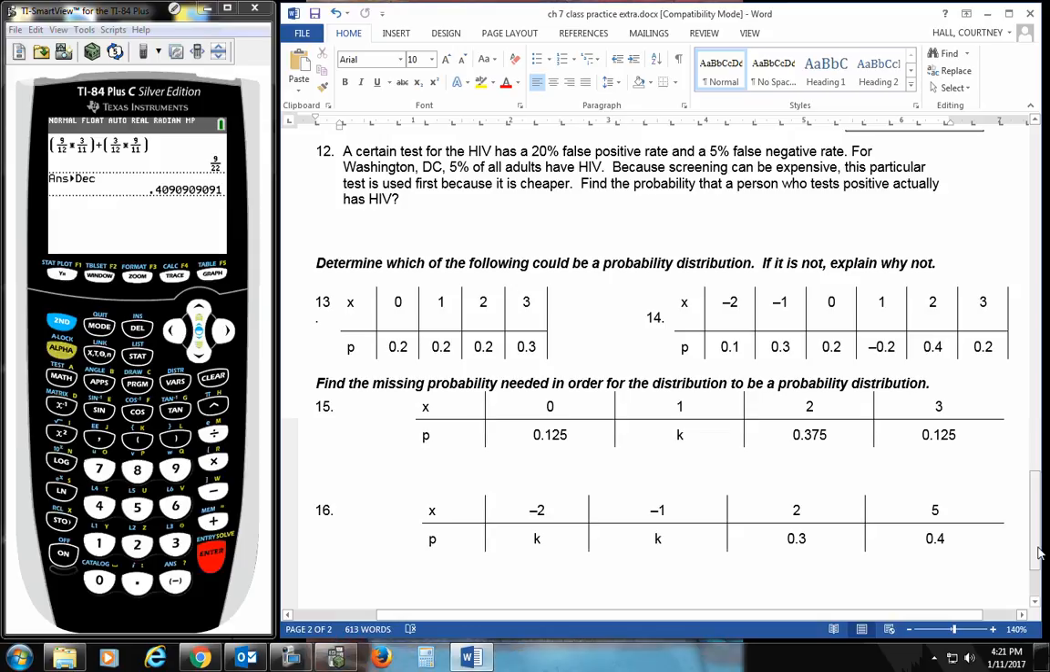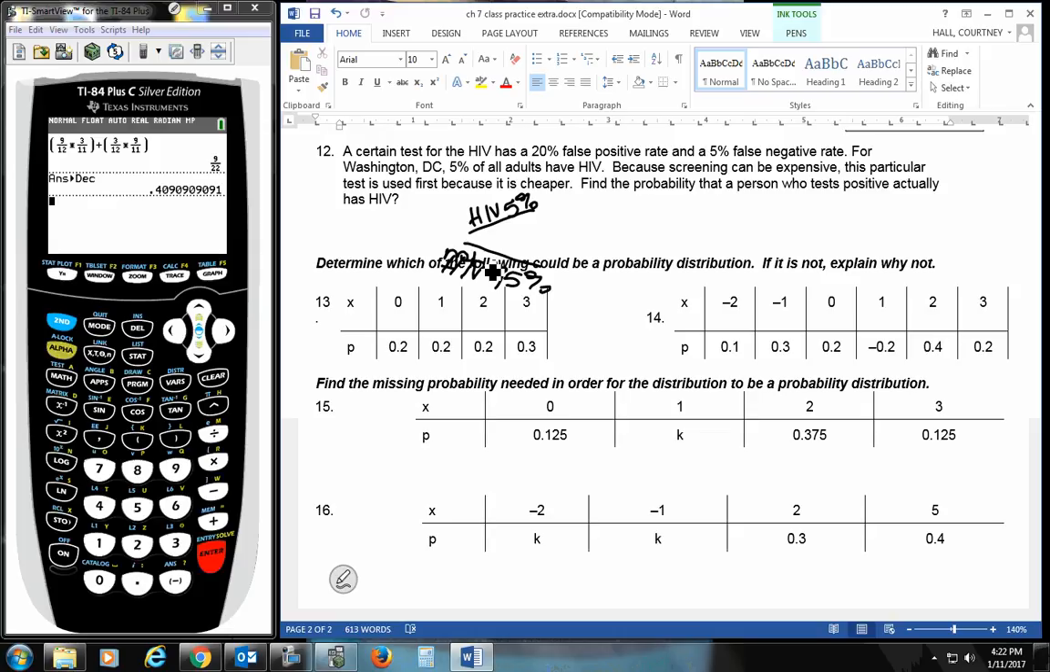I find this problem to be simpler if I look at it in a tree diagram. So I'm going to start off my tree diagram with either having HIV or not having HIV. So 5% of all people in Washington, D.C. have HIV, so that means that 95% of people in Washington do not have HIV. Sorry, my alignment on the board's really bad, so that's hard to read. It's writing where I don't intend for it to write. Sorry about that. But hopefully you're following me. So HIV is 5%, not having HIV is 95%.